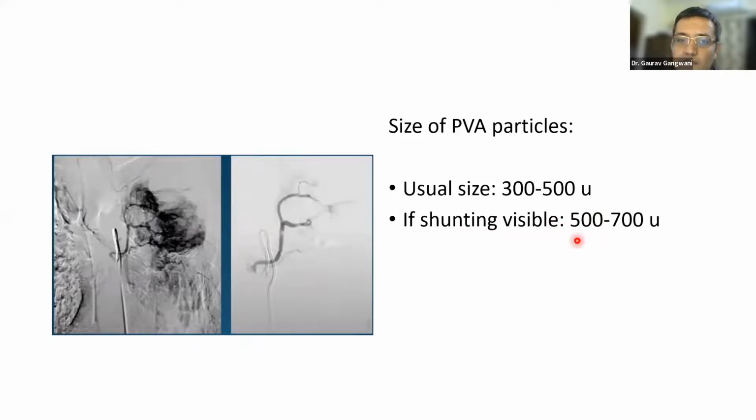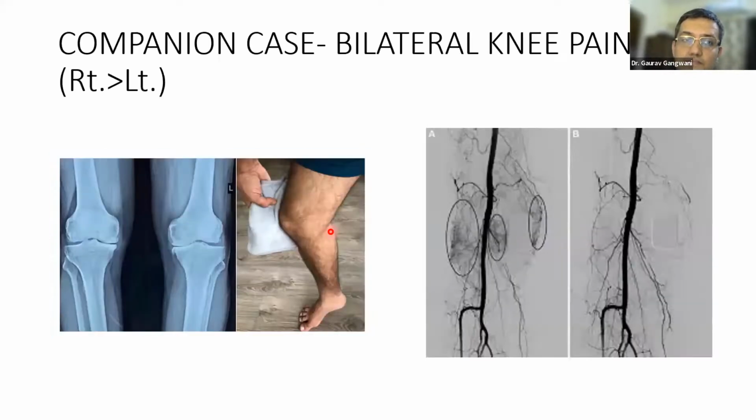Like we said, safety is first. Efficacy is of course important, but you won't ever compromise safety. So usually 300 to 500 micron particles suffice. Of course, being permanent agents, still this is one place where we do see recanalization of the same arteries that are embolized, because of the nature of the fibrobronchiectasis that is there.